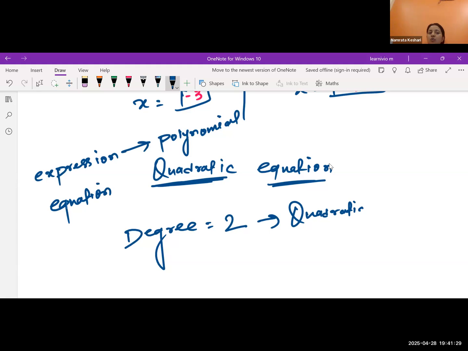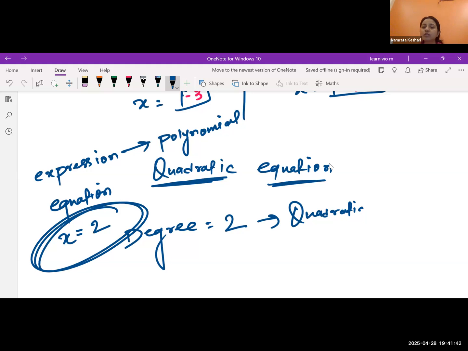Now equation means there will be an equality sign in the middle. Left hand side will be there, right hand side will be there. If an equality sign is there, we are going to call it an equation. So x equals 2, is it an equation? Yeah. x plus y equals 5, is it an equation? Yes. If we see an equality sign anywhere, whatever is on the left side and whatever is on the right side, we are going to call it an equation.